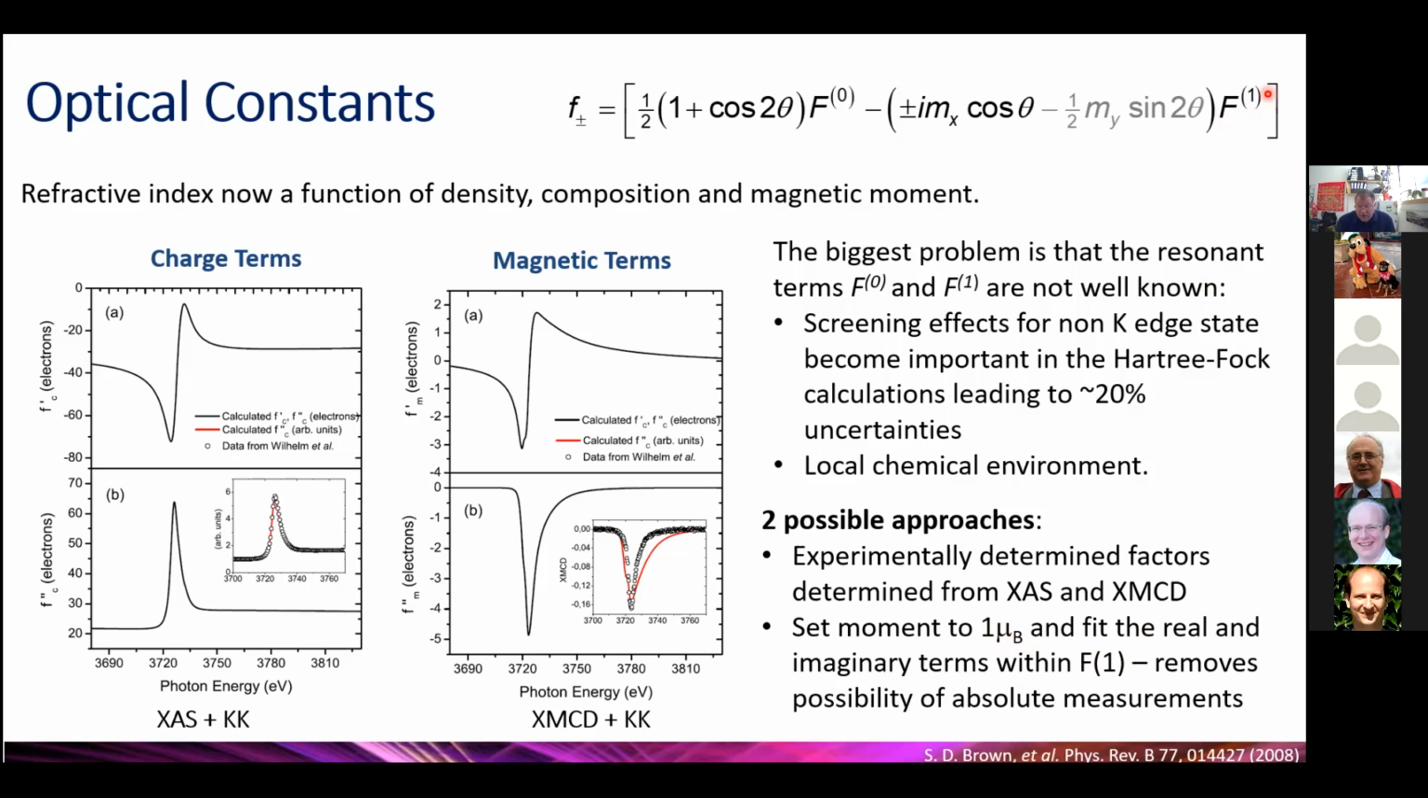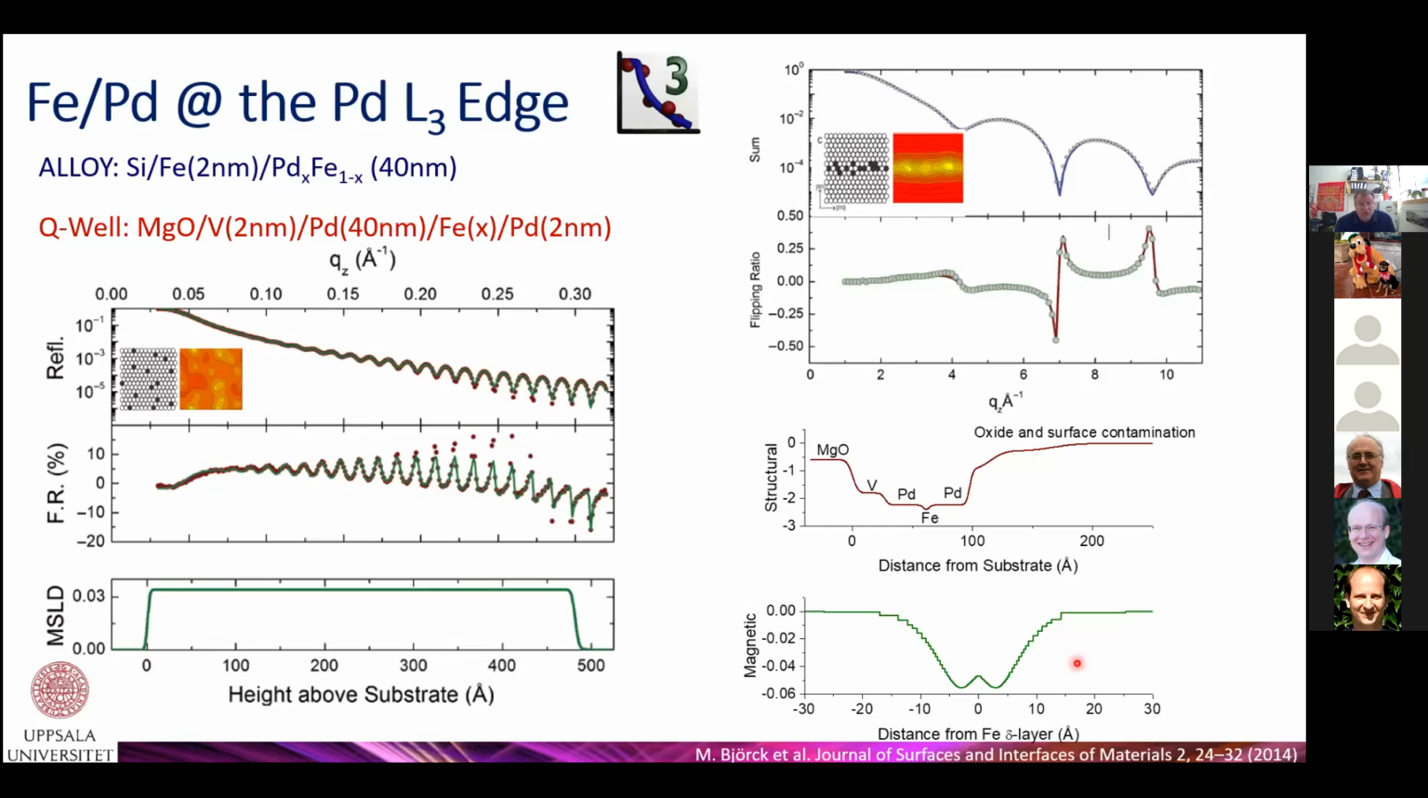And my job over the next 5 minutes or so is just to flash through some of the examples we've been doing and highlight what is possible at the moment using this approach. So here is one example which is based on the iron-palladium system. So iron-palladium, if you remember, is very close to being a ferromagnet. It doesn't require a lot of transition metal to make it magnetic. It's very susceptible to having a magnetic moment induced on it.